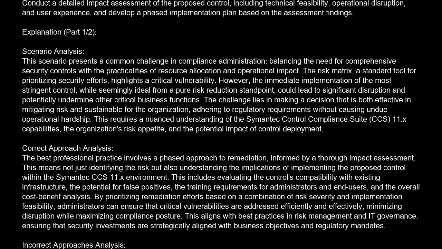By prioritizing remediation efforts based on a combination of risk severity and implementation feasibility, administrators can ensure that critical vulnerabilities are addressed efficiently and effectively, minimizing disruption while maximizing compliance posture. This aligns with best practices in risk management and IT governance, ensuring that security investments are strategically aligned with business objectives and regulatory mandates. Incorrect approaches analysis.